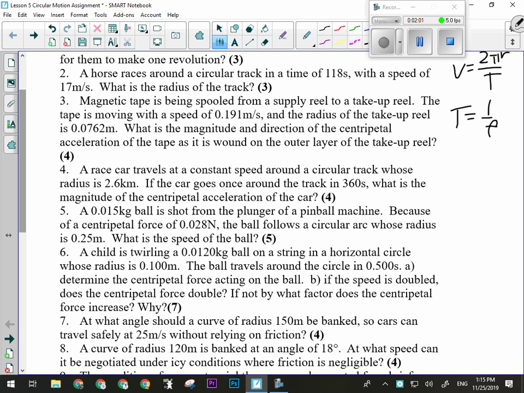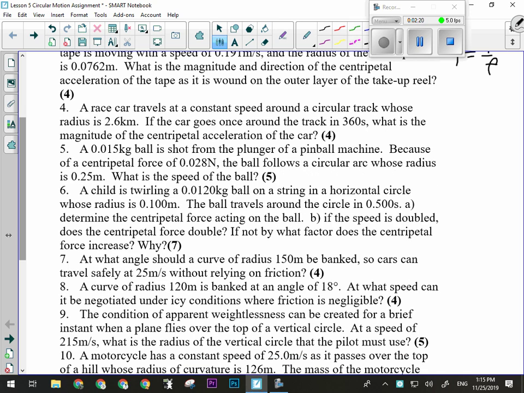You're looking for the magnitude and direction of the centripetal acceleration of the tape as it is wound around the outer layer. Okay? We haven't asked for direction very much, especially when it applies to something centripetal, because that's kind of implied. But I need both magnitude and direction here. Number 4, race car going around a circular track with a known radius. Make sure you watch units here. It goes around that track once in 360 seconds. You're looking for the centripetal acceleration of the car.